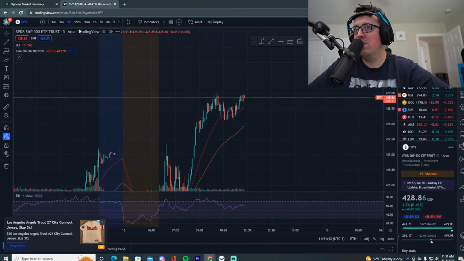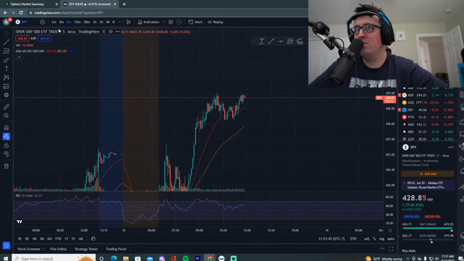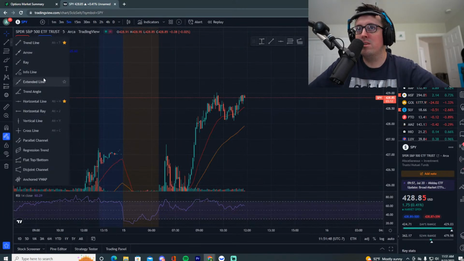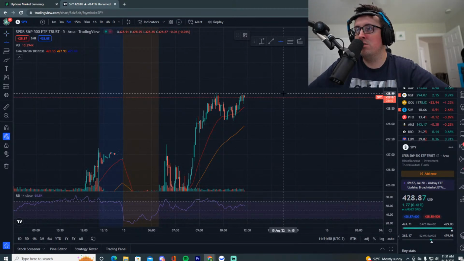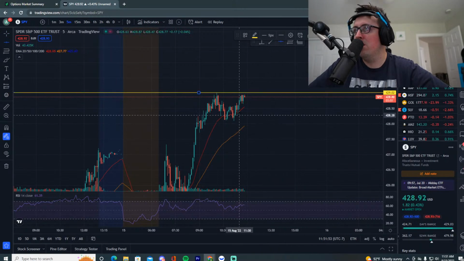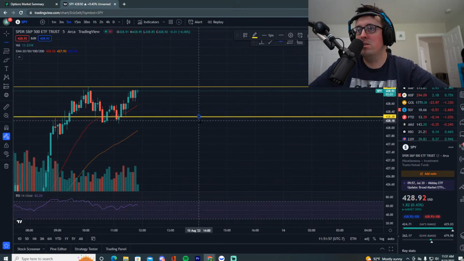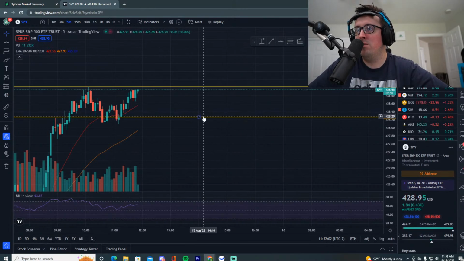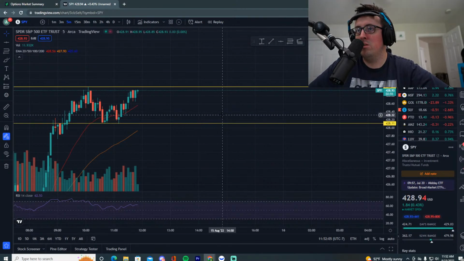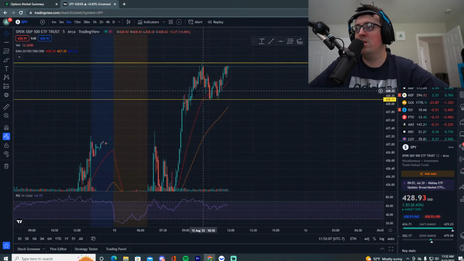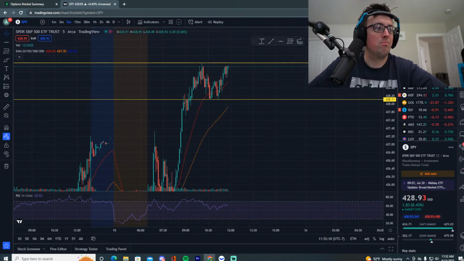Alright guys, here's the high of the day for SPY. Stupid ads. Let's click this, horizontal. Here's the high of day, 429.02. It's about ready to test it. Let's put this one down here. Kind of been trading in this range for a little bit. We'll see if we can break it or we'll come back down. Let's see if people are messaging me.